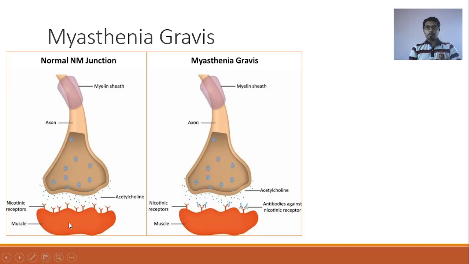This is normal. What happens in myasthenia gravis is there is formation of autoantibodies against the nicotinic receptor. This is the NM type of nicotinic receptor. If you remember, there are two types of nicotinic receptors. One is NN, the other one is NM. In the nerve muscle junction, NM type of nicotinic receptors are present, whereas NN type of receptors are located in cholinergic synapses.